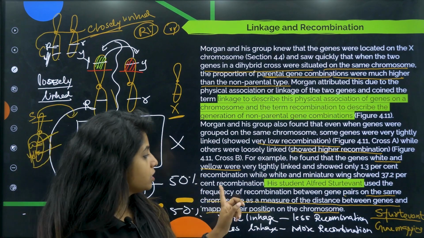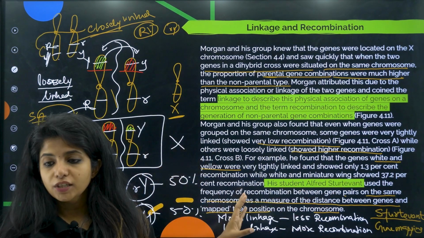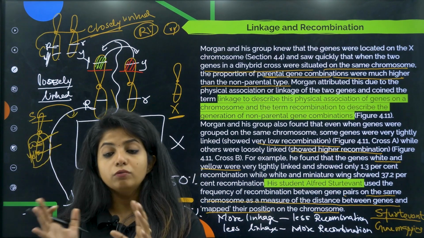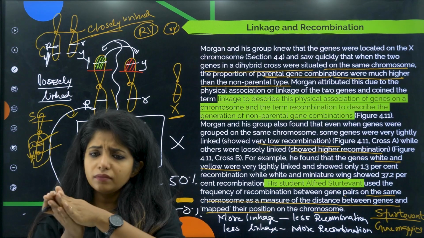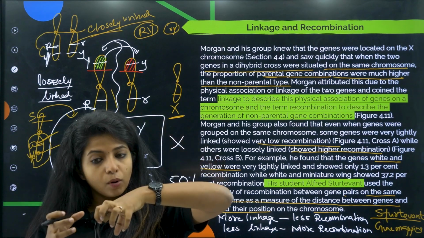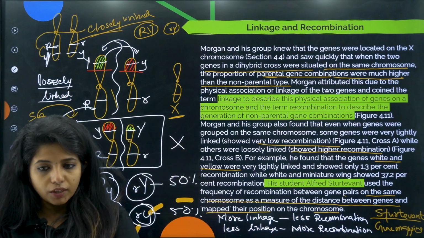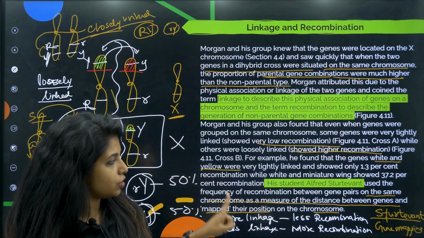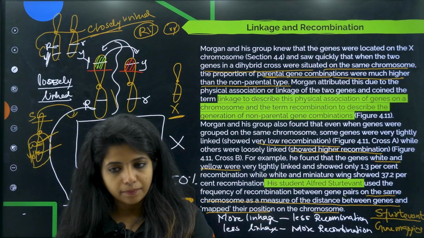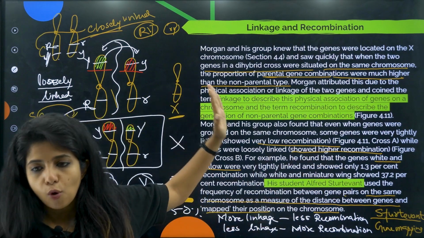So he used the frequency of recombination between gene pairs on the same chromosome as a measure of distance between the genes. So if they were showing too much recombination, that means the genes would have been located far from each other. If there was too little recombination, that means probably the genes were close to each other. So gene mapping was done by Alfred Sturtevant. He was the student of Morgan.